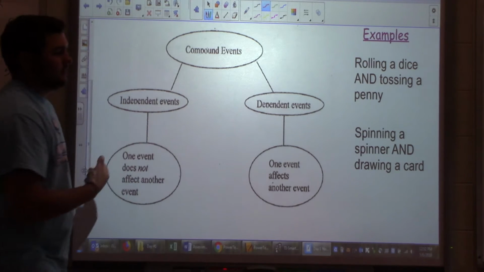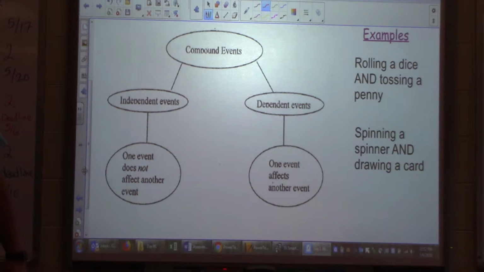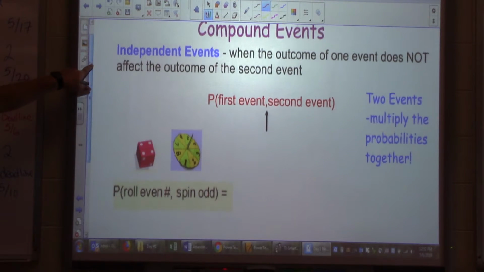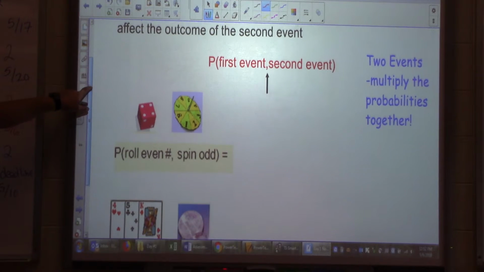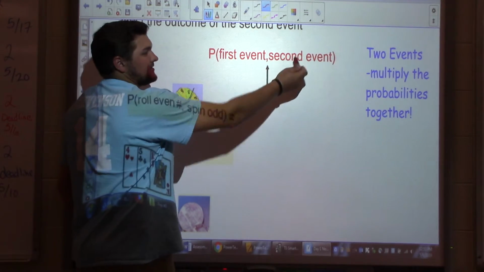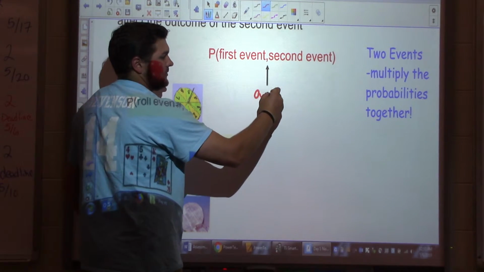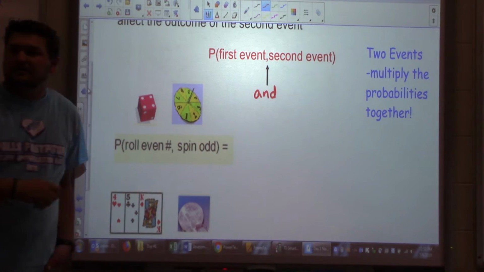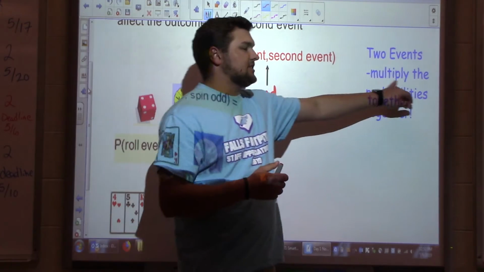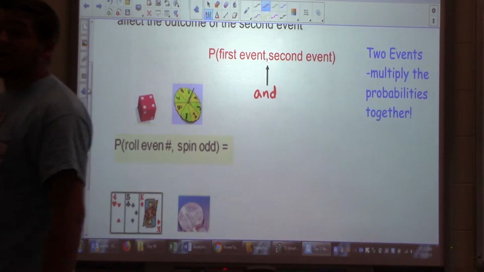Wait, what would be a dependent event? We'll talk about that in a second. Now, when we're dealing with independent events, where the outcome of the first does not affect the second event, we get the probability of the first event and the second event. That little comma is the same as writing the word and. So when we deal with probability with compound events, it's going to be a comma. We multiply the probabilities together to find the total probability of them both happening.